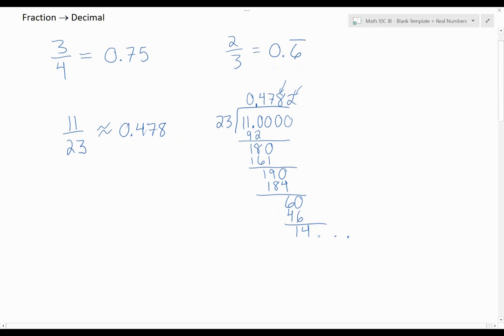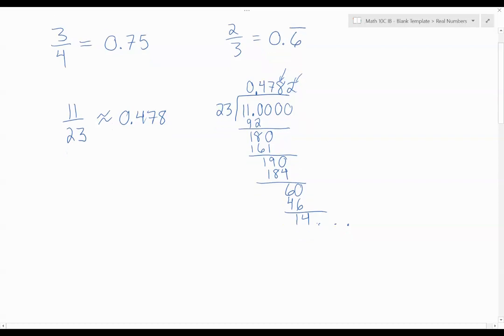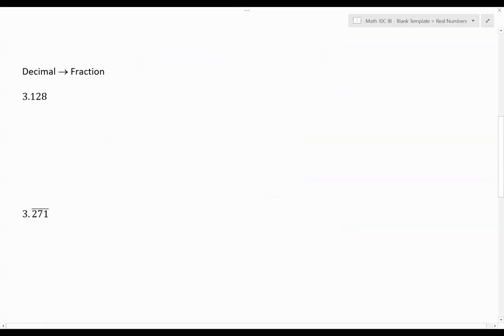In cases where my numerator is bigger than the denominator, it's still the same idea. Either way, I'm going to divide my numerator by my denominator until I get the right number of decimal places. Going from a decimal to a fraction is a couple of different processes, and it depends on whether what we're dealing with is a terminating or a periodic decimal.